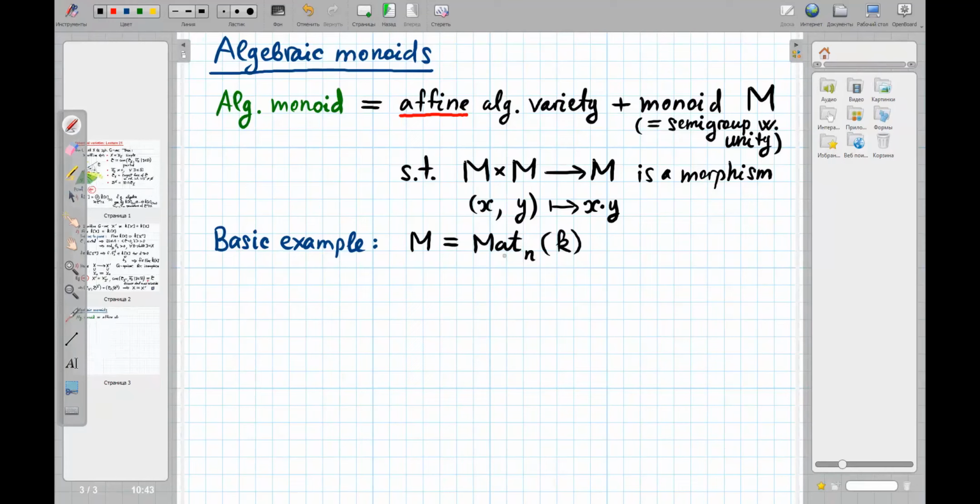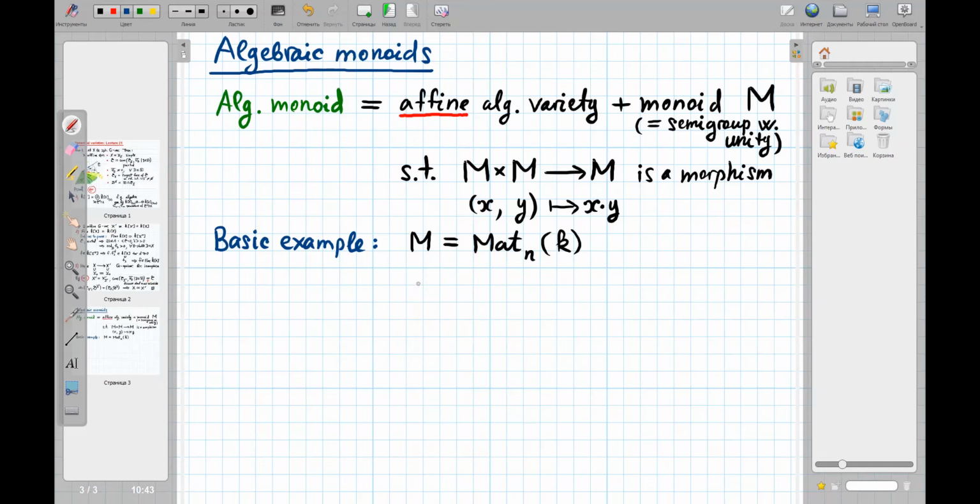Clearly, the definition of an algebraic monoid is satisfied in this example. But this space, I think, is isomorphic to the n squared dimensional affine space. Of course. How to make them different? I mean, because algebraically.